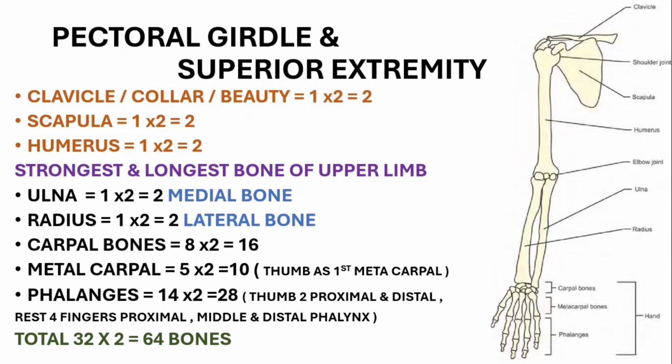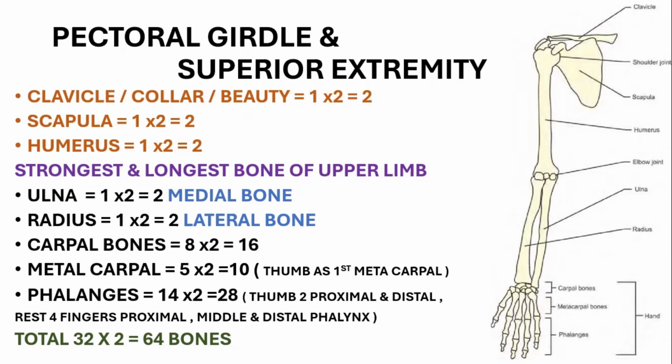There is also an important question. The humerus is the strongest and longest bone of the upper limb, or superior extremity. But remember, this is not the strongest and longest bone of our body. The longest and strongest bone of our body is in the lower limb or inferior extremity. Can you please comment what is the name of that bone? Anyway, we will discuss it. Let's move on to the next bone.